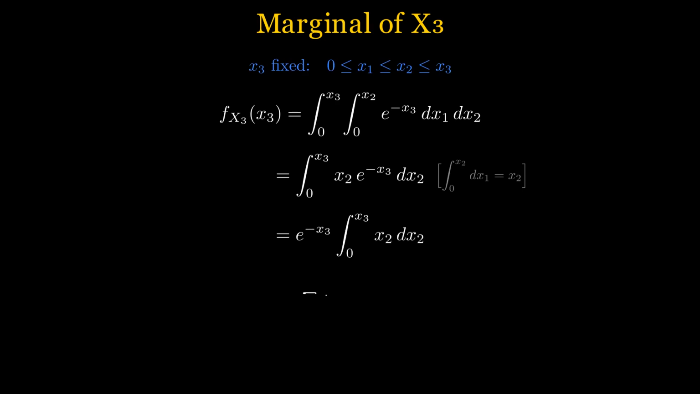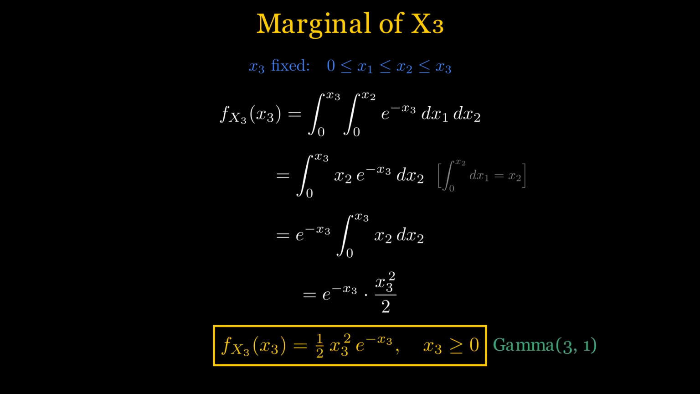Now the outer integral. Factor out e to the minus x3 and integrate x2 from 0 to x3. That integral is x3 squared over 2. Multiplying together gives x3 squared over 2 times e to the minus x3. Result: f of x3 equals 1/2 x3 squared e to the minus x3 for x3 at least 0. Recognize this as a gamma distribution with shape 3 and rate 1.